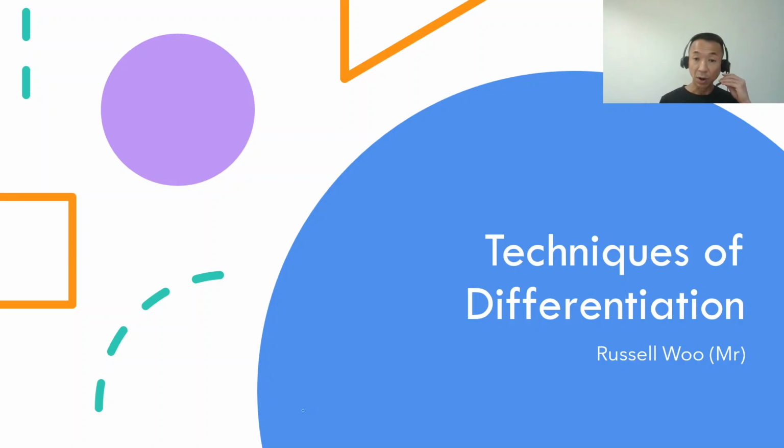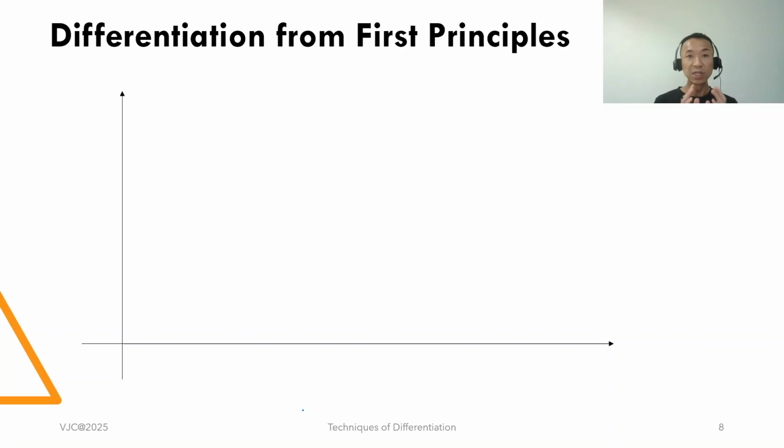Okay, let's carry on. There's a good reason why we started off with limits. We're going to use the idea of limits to do this thing called differentiation from first principles. All right, differentiation from first principles.